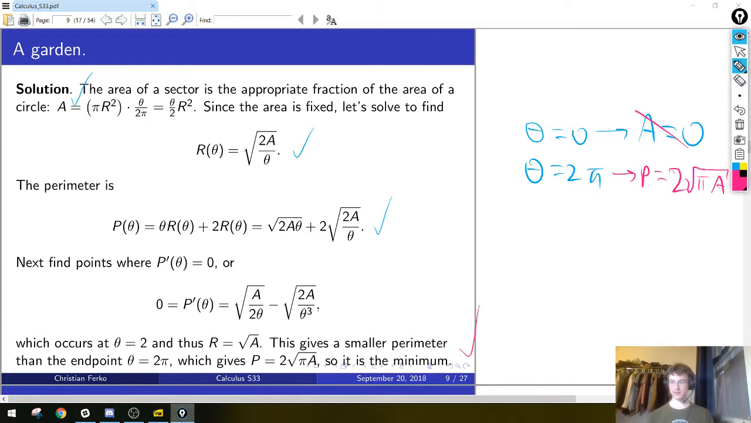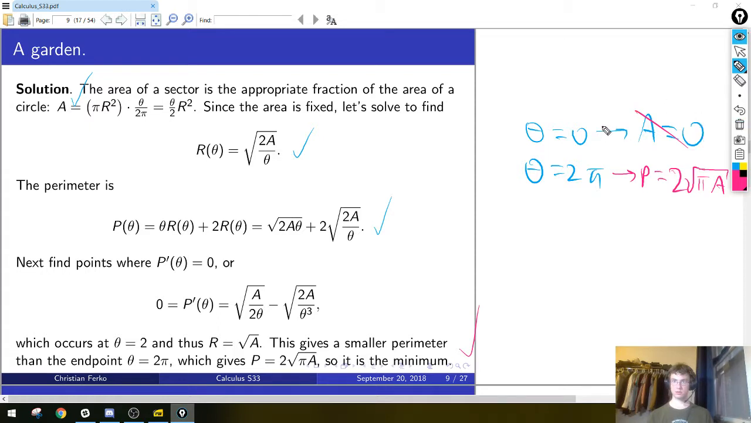Good. Okay. How is 0 not fixed? What do you mean by fixed? You said that 0 does not qualify. Well, theta equals 0 does not qualify since the area is 0 and therefore does not fall under the definition of fixed.